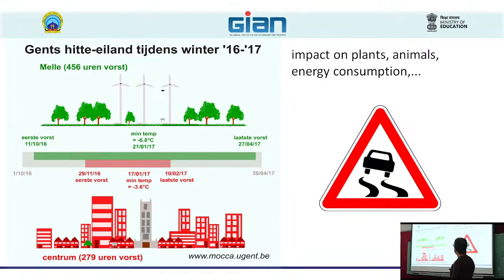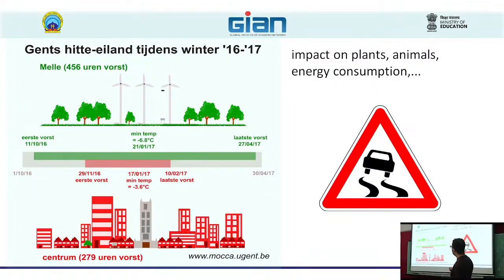So what we also use this observation for is to check how much freezing temperature there is. You see, we start here in 2016, and we found that in the rural area, the freezing starts early, like here, in October. We start to have the freezing, when the temperature is negative, -6, until the 27th of April.